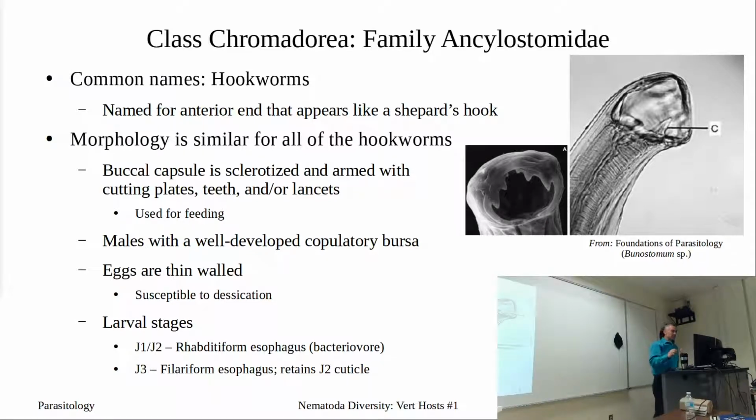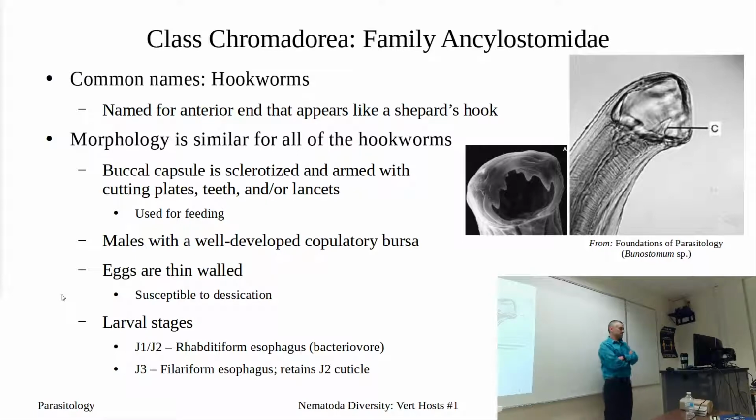The eggs of hookworms are thin-walled. Right, they're susceptible to desiccation. It kind of links back to the need for a moist environment. We're going to come back to this idea. Eggs are susceptible to desiccation when we talk about the epidemiology, where we tend to see a lot of infections.